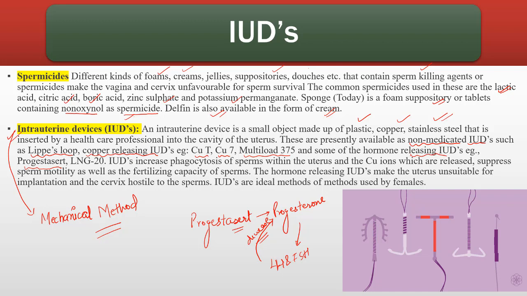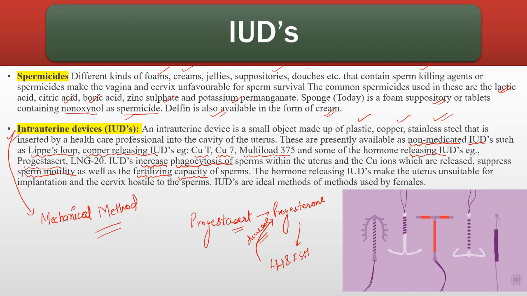Okay. Then LNG20 is also a hormonal IUD. Then IUDs basically increase phagocytosis. They increase phagocytosis, meaning engulfment of sperm within the uterus. And the copper ions which are released basically interfere with sperm motility as well as the fertilizing capacity of sperms. So copper ions interfere with the fertilizing capacity of sperms. They interfere with the sperm motility.